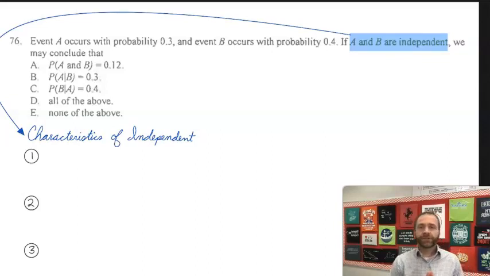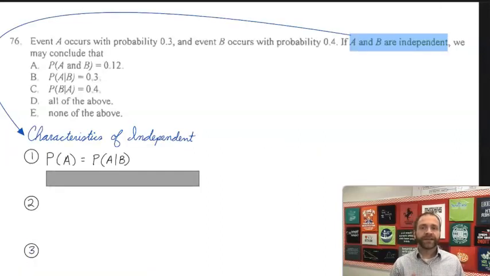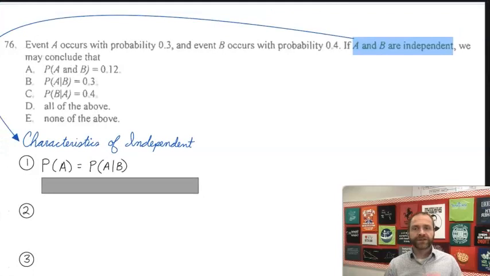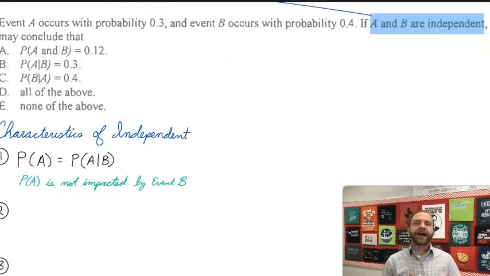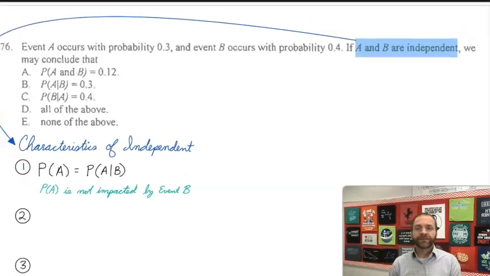The first thing, when we're told independent, means the probability of event A is equal to the probability of event A given B. That is the formula for the first characteristic: probability of A equals probability of A given B. In words, that means the probability of A is not impacted by event B occurring first. So event A is not impacted if event B occurs first. That's what the first characteristic means.